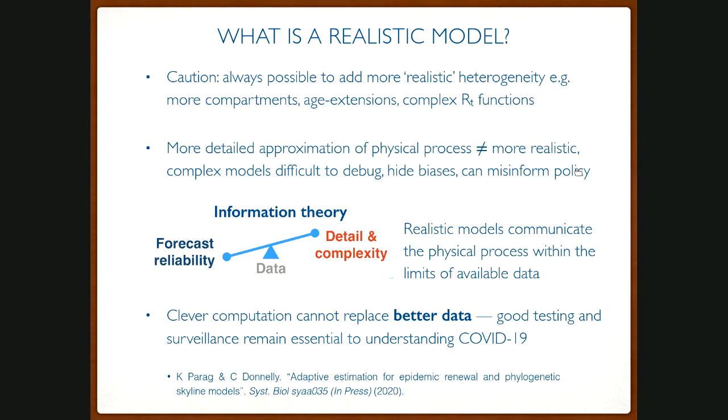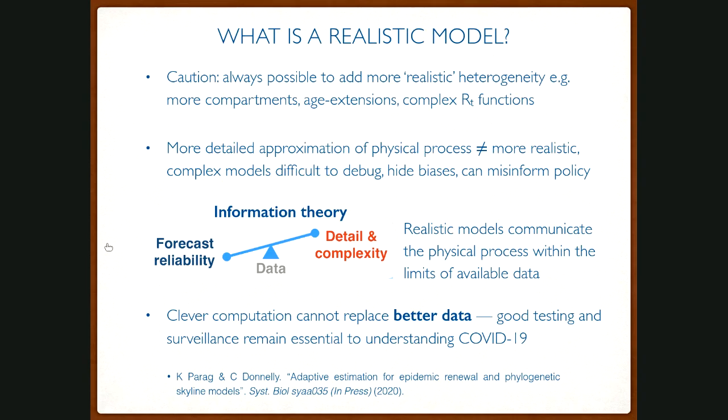So one idea that's related to my work is to think a little bit more about that. Perhaps one way going forward is information theory, which changes the definition of what a realistic model is. It's not one that necessarily better approximates the physical process, but one that can communicate that process within the limits of available data. You can think of it as a balancing act around the data between details and reliability.